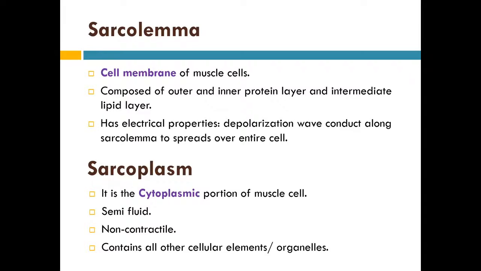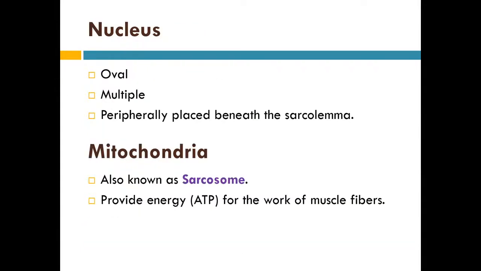Sarcoplasm. It is the cytoplasmic portion of the muscle cell, or you can say the cytoplasm of the muscle cell. It is semi-fluid, non-contractile, and it contains all other cellular organelles. Nucleus. Skeletal muscle nuclei are oval in shape, multiple in number, and peripherally placed beneath the sarcolemma.